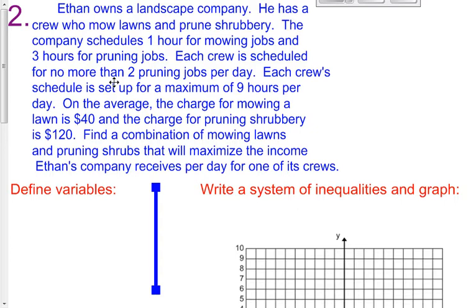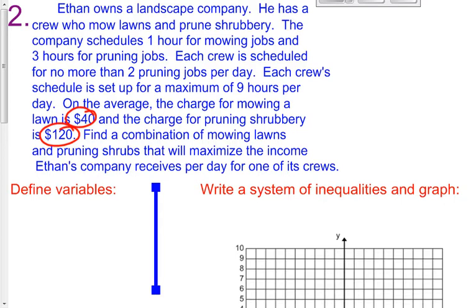Alright, so now that you've tried number 2 on your own, I hope that everything that you're reading makes sense to you. Ethan wants to make as much money possible in one day. His company does 2 different things. He mows lawns and he prunes shrubbery. Those 2 things are what he's going to do to make money. He makes $40 an hour for mowing lawns, and he makes $120 an hour for pruning shrubbery. And so with this, he wants to make as much money as possible.